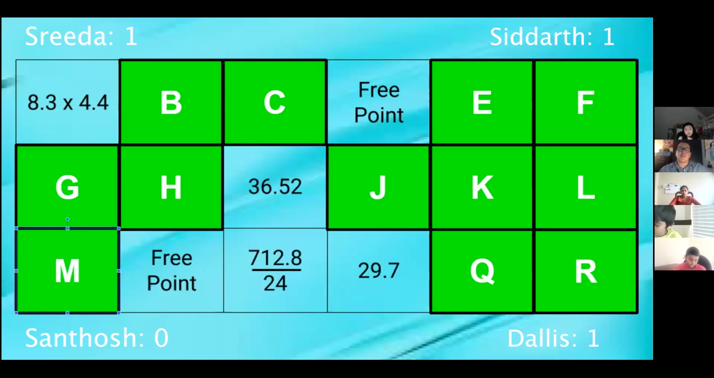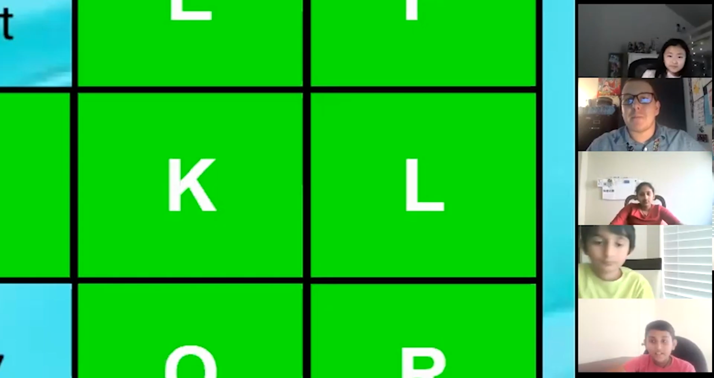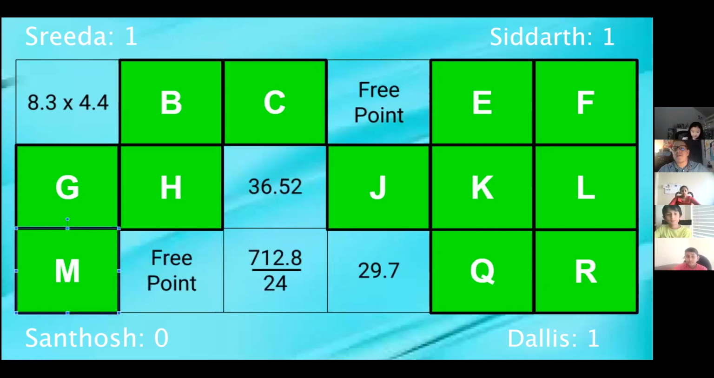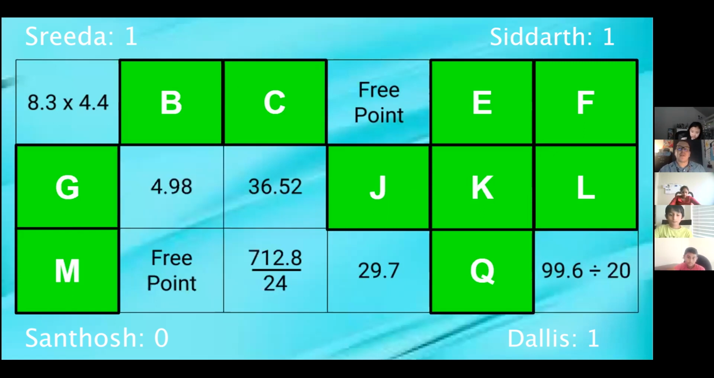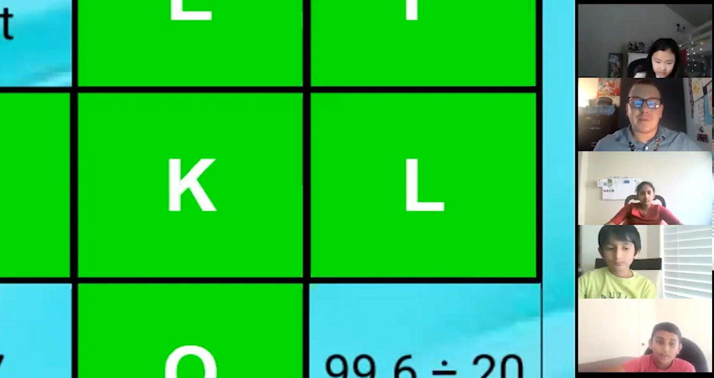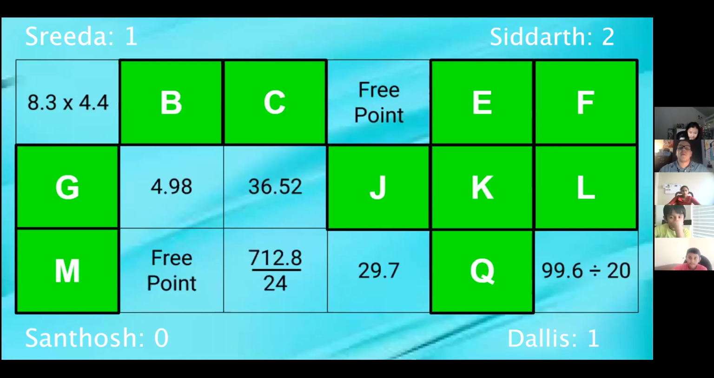What tiles would you like me to flip? R and H. We've got R over here and H over here. Do you think you have a good answer? Yes. Ding, ding, ding. You've got another match. Siddharth pushes into the lead with 2 points. All right, Siddharth, since you got it right, go again. What is your next choice? I want to flip F and K.